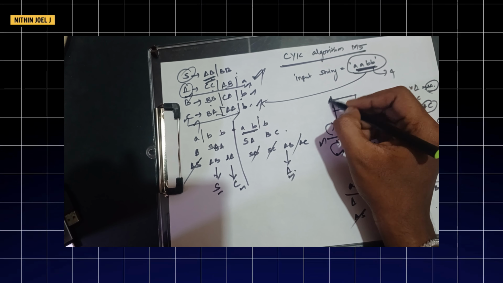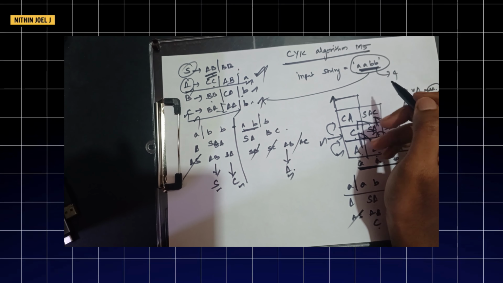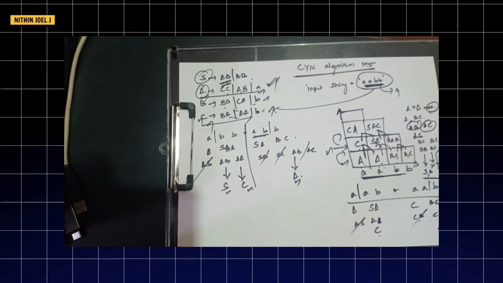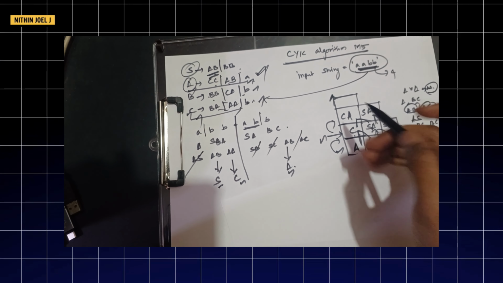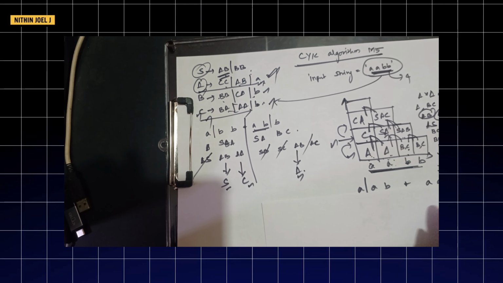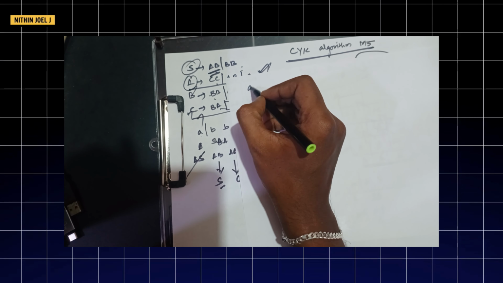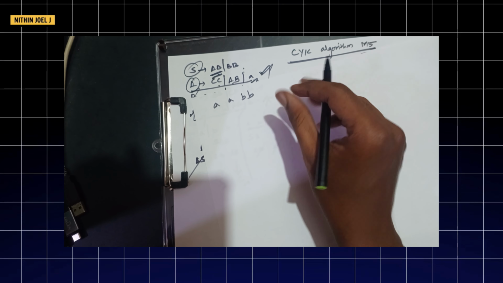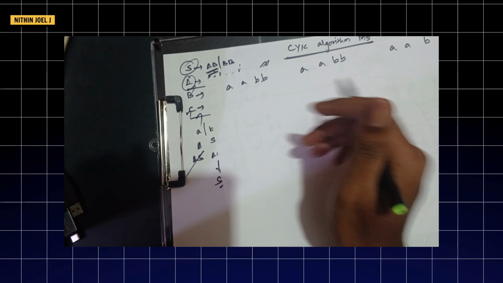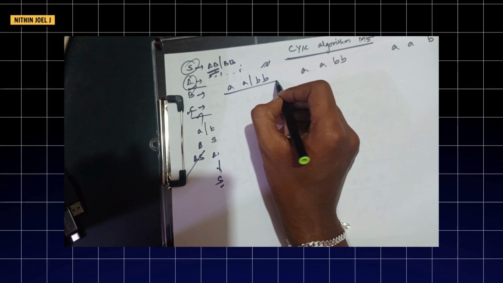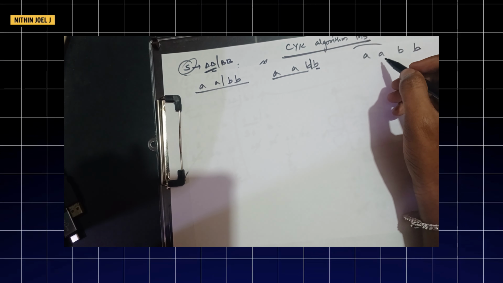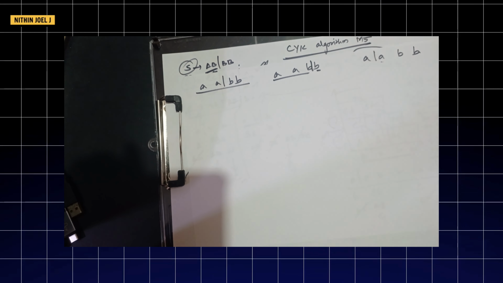So now the last step is to find this particular cell over here. For finding this particular cell, we have to take the combinations of these two cells. And we have the string AABB, right? So this AABB will be written in three forms. The first form is AA and BB. Our second form is AAB and B. And the third form is A and ABB over here.